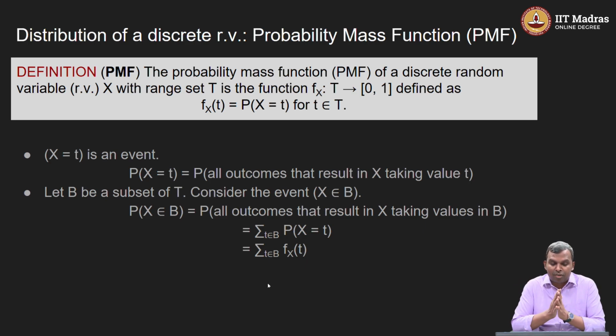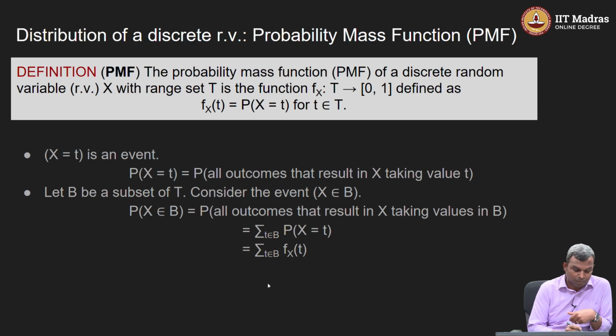So here is the definition. The probability mass function of a discrete random variable X with range set T is the function from T to the interval [0, 1], and it's defined as the probability that X equals t, for small t in the range. So that's the definition. It's maybe a bit of a long definition to unpack.